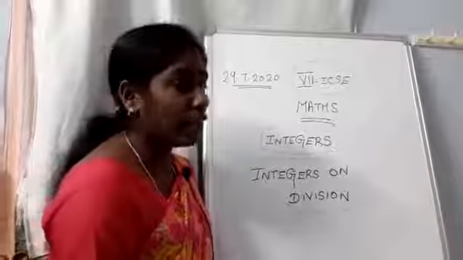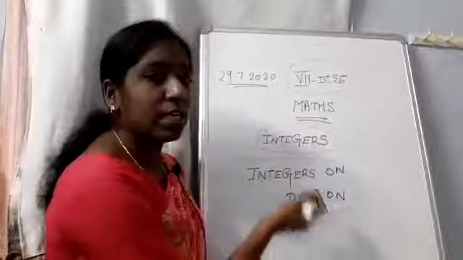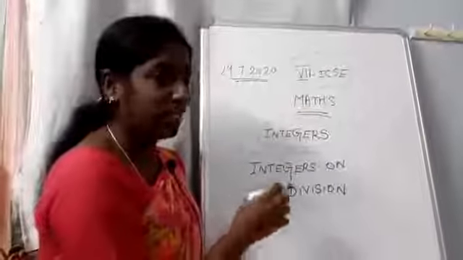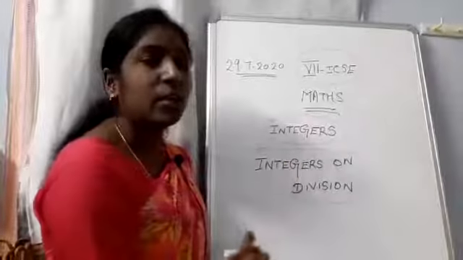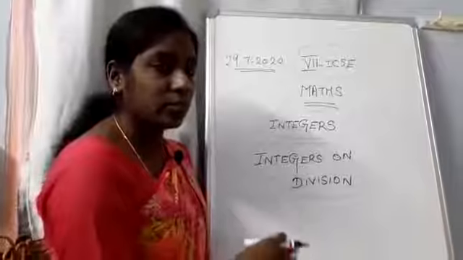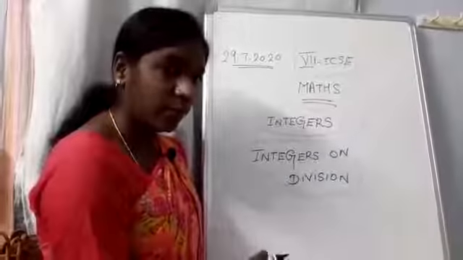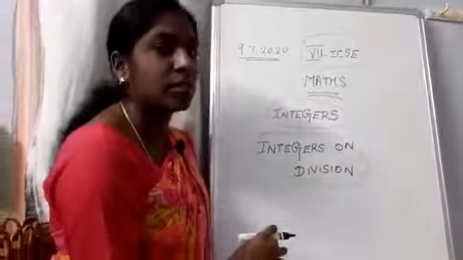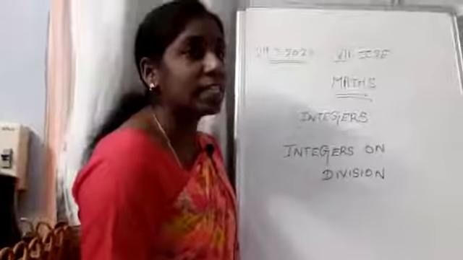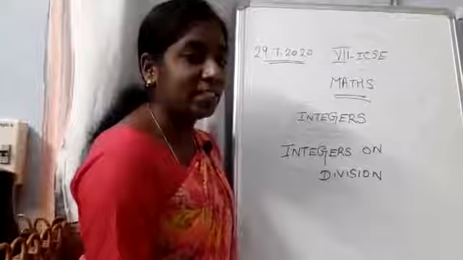In today's class we are going to see about integers. In integers we are going to see about integers on division. Normally we will be doing divisions. Those normal divisions only we are going to apply in integers, but the difference is we are going to calculate the integers with the sign.